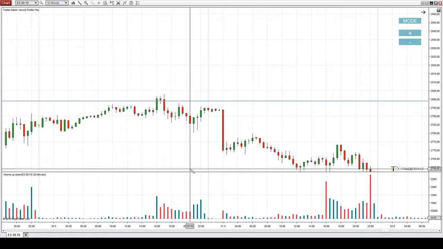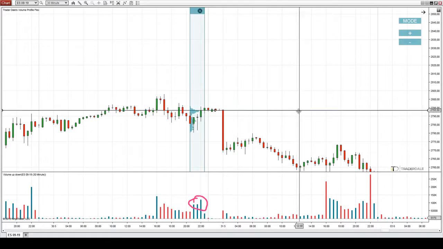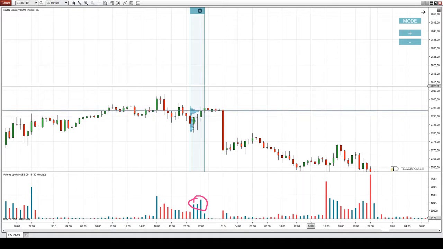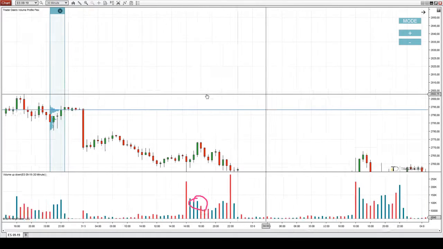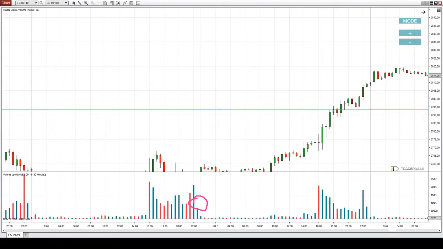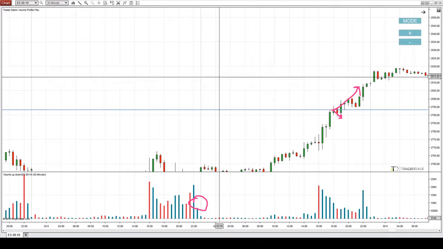Another volume spike was this one. Heaviest volumes being in here. So let's have a look at the reaction. Okay, only a small one. So this one would end up as a losing trade.